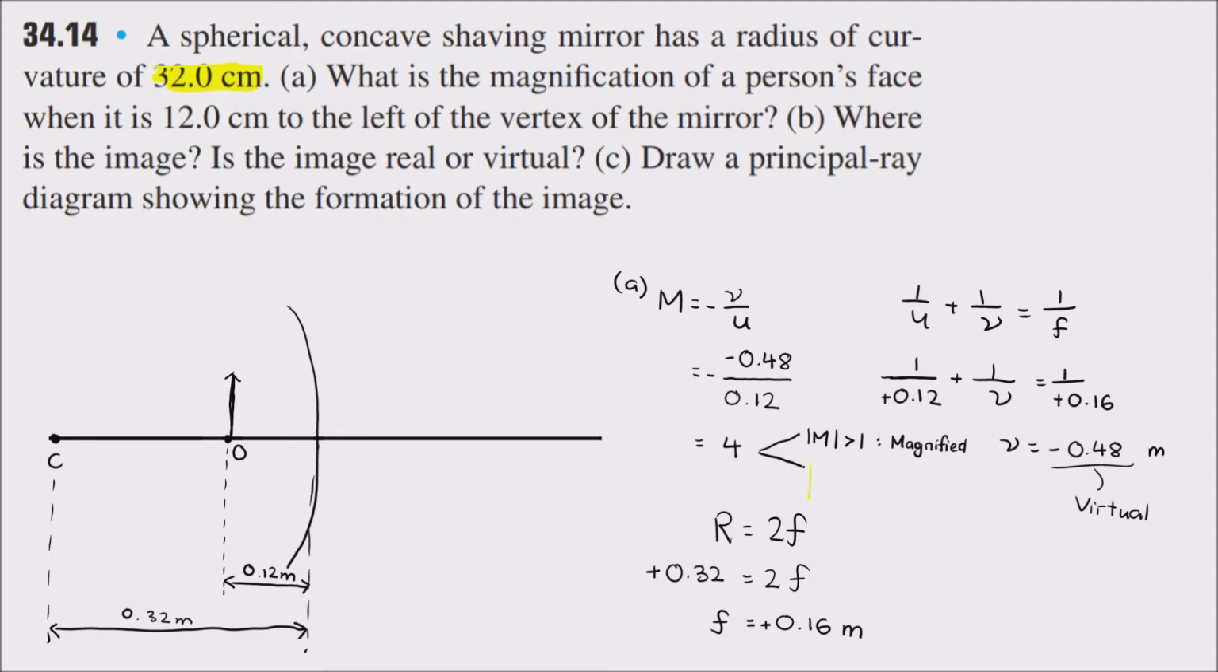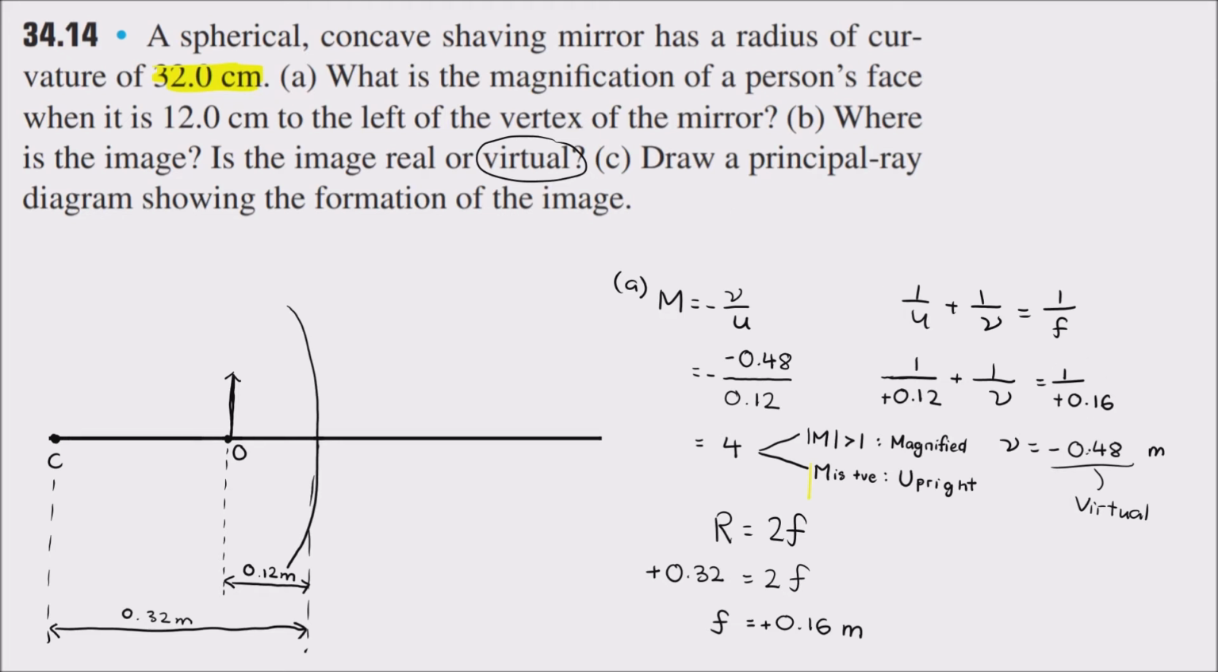And also, since your m here is positive, then you know that this should be an upright image. So you know the characteristics of your image will be virtual, upright, magnified. They didn't ask for it, but they asked for where is the image. As for where is the image?